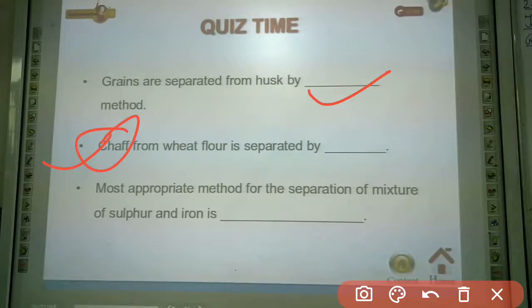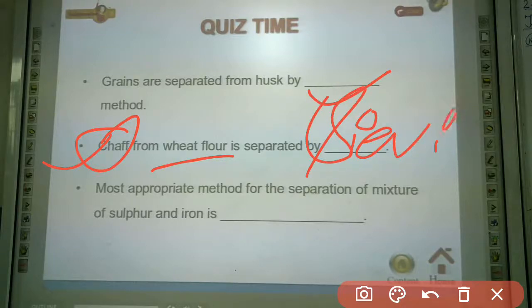Second one is, chaff from wheat flour is separated by what? This is being done in our houses daily. Our mother does this type of work daily, and for this she uses the method which is called sieving. So the answer of the second one is sieving.